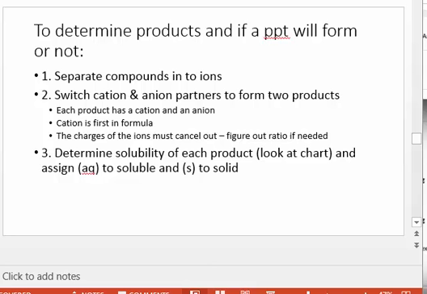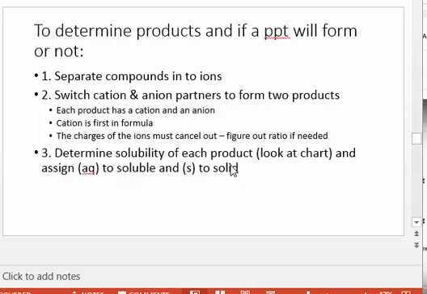You will be required to determine the products formed in a precipitation reaction. To do this, separate the two ionic compounds that are mixed together into their individual cations and anions. Next, switch partners. The cation of one compound will be placed with the anion of the other compound and vice versa. When you determine the formula of the products, remember to use the charges of the ions to figure out the ratio of cation to anion.